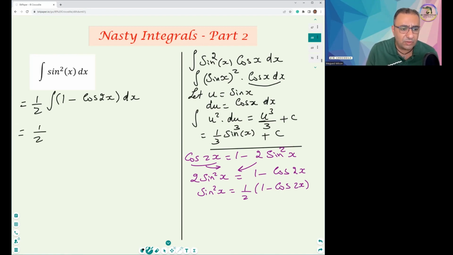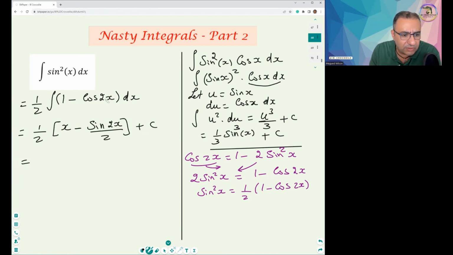So let's integrate. The integration of 1 is going to be x. And the derivative of sine is cosine, so the integration of cosine is just sine. So basically sine 2x, but then you have to divide by 2, which is the coefficient of x. So in integration you always divide by the coefficient of the angle right after you do the integration, and then you just add a constant.